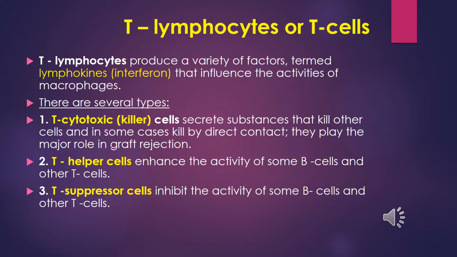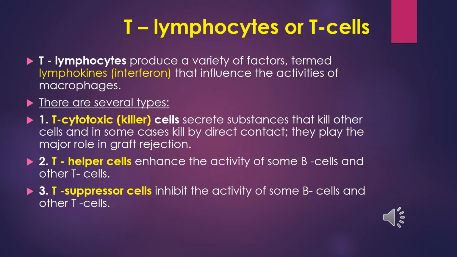T lymphocytes, or T cells, divide into three groups: T killer cells, T helper cells, and T suppressor cells. T killer cells are very active and provide phagocytosis. It's the first step of immune protection. T killer cells are very active against cancer cells.